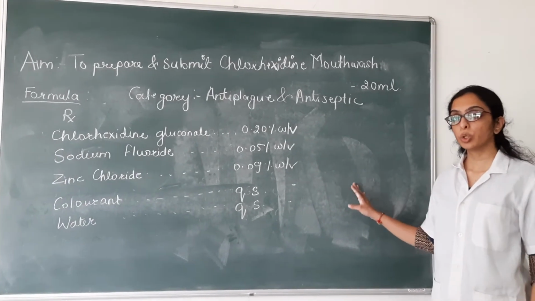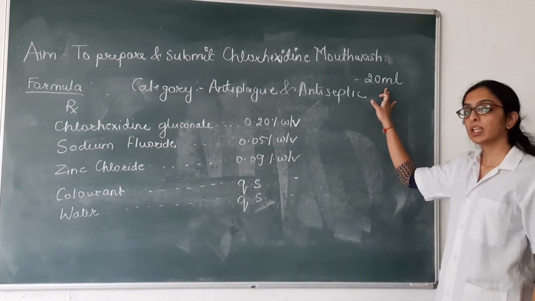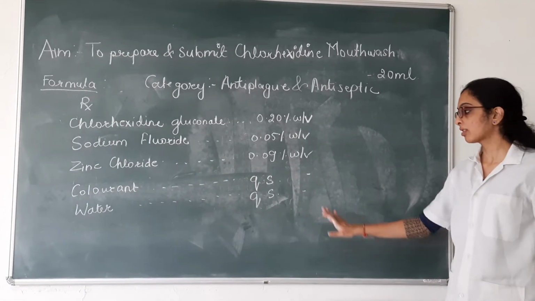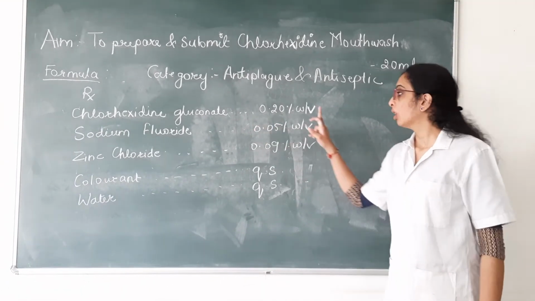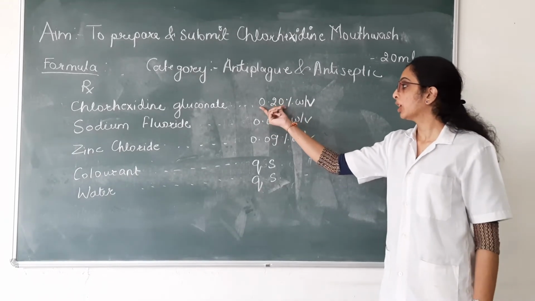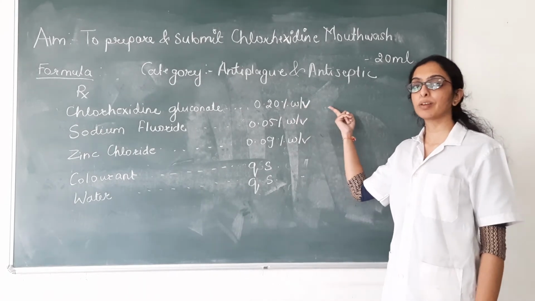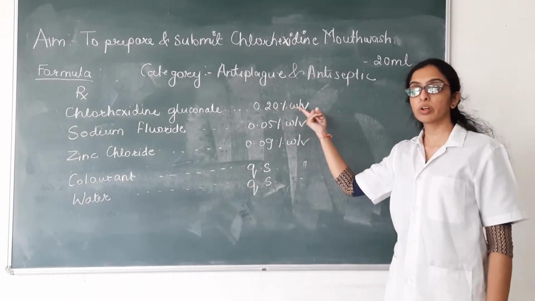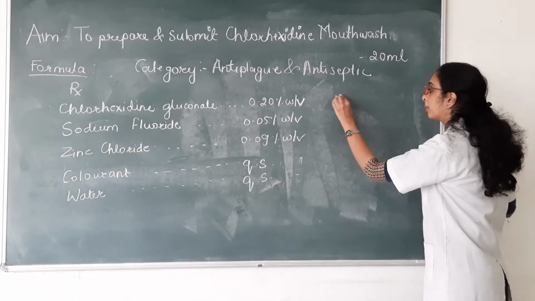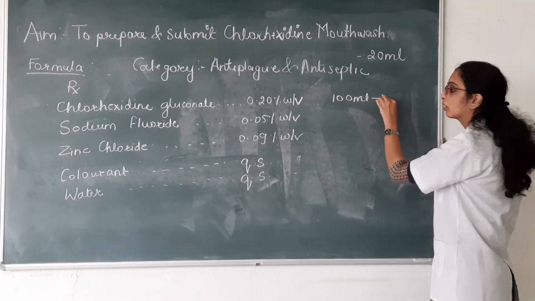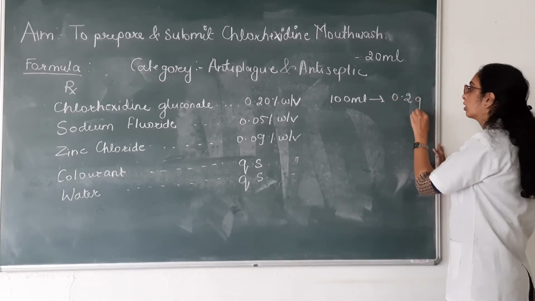So now we are going to prepare 20 ml of the preparation. So for 20 ml we will do the calculations. We will see the first ingredient, that is chlorhexidine gluconate. The quantity of chlorhexidine gluconate is given as 0.20% weight by volume, that is 0.2 gram in 100 ml. So for 100 ml the quantity of chlorhexidine gluconate is 0.2 gram.